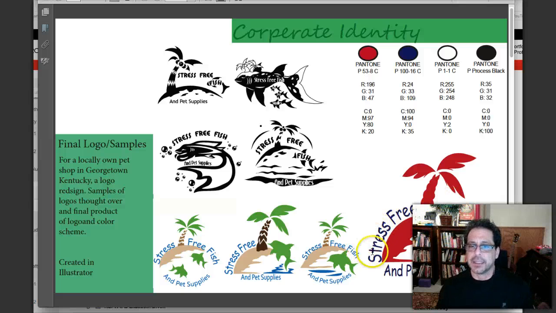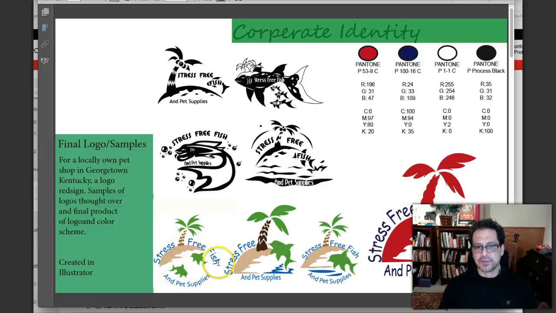I didn't. I saw stress free, and I was like, stress free and pet supplies? What? I had to actually look over here and say, oh, I see, there's going to be this connection between the stress free and the fish and the pet supplies. I don't think it's strong enough. It's not strong, and I'm concerned that the viewer is not going to pick up on that. I do, however, think that this logo right here is a good choice.